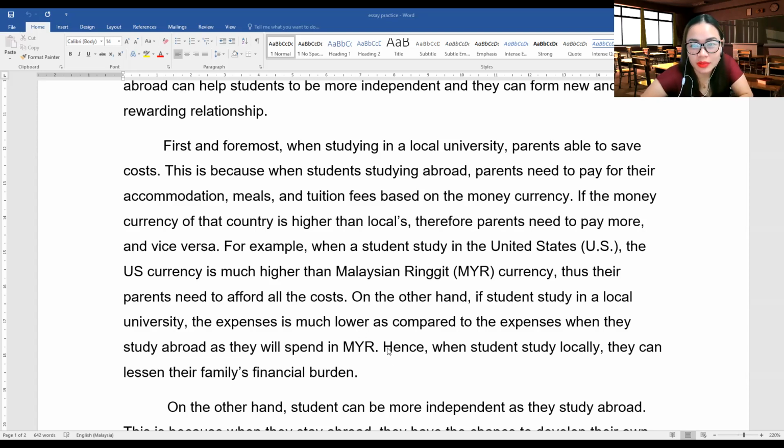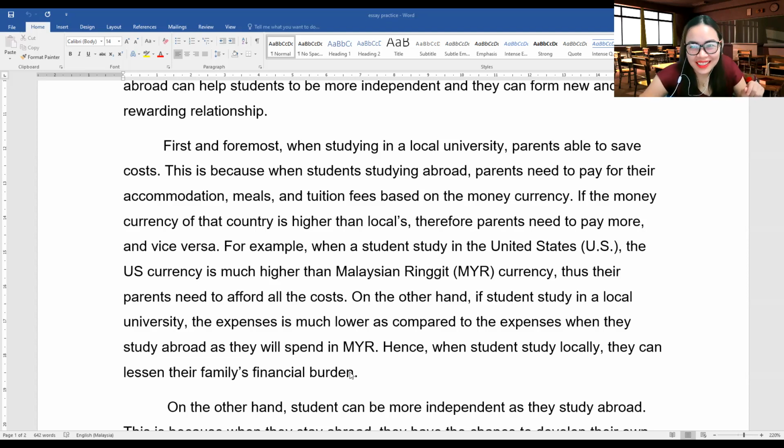And then the mini conclusion is the effect, as I mentioned last week. Hence, when students study locally, they can lessen their family's financial burden because of all of this. So I think this is a good example of how an essay flows smoothly.